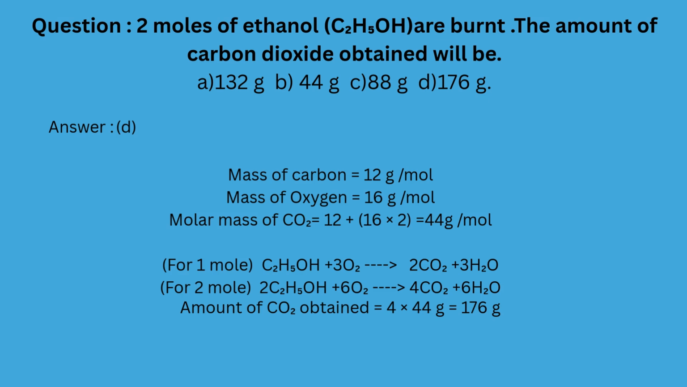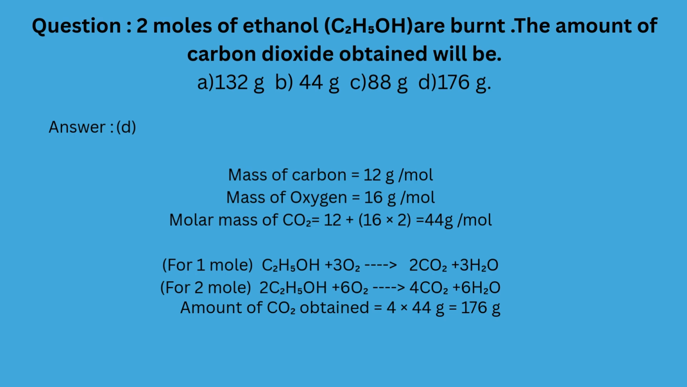Let us understand alcohol by doing a problem. 2 moles of ethanol are burnt. The amount of carbon dioxide obtained will be: A. 132 gram, B. 44 gram, C. 88 grams, D. 176 gram.